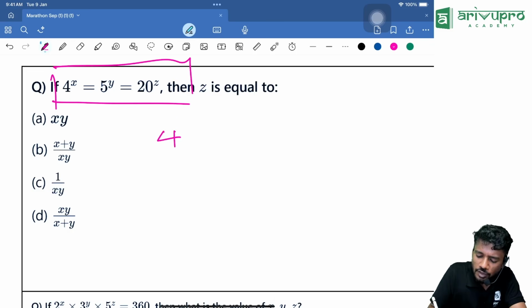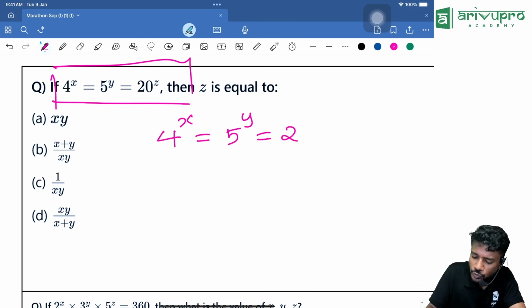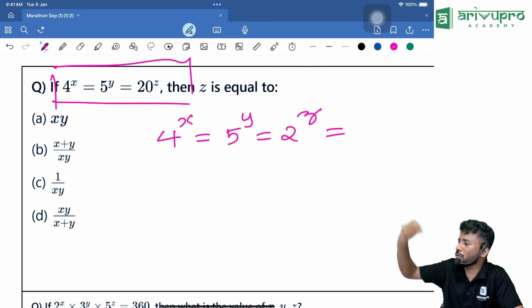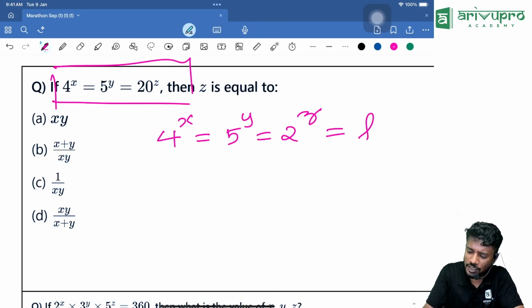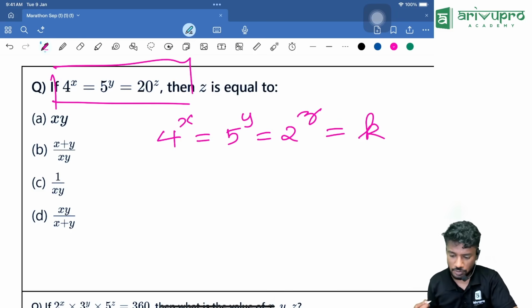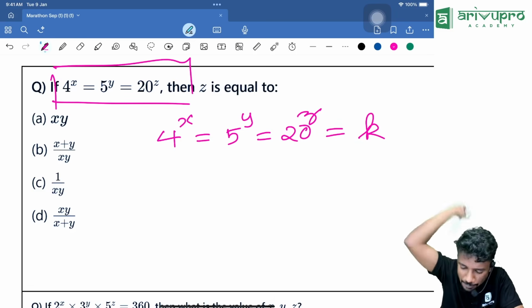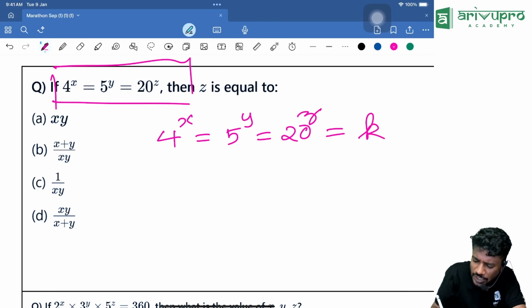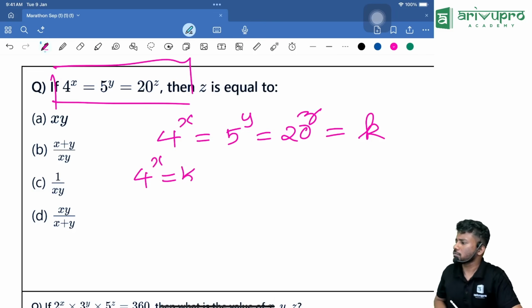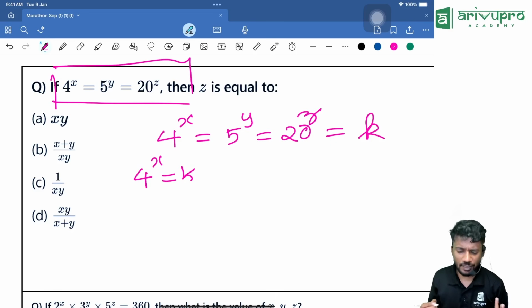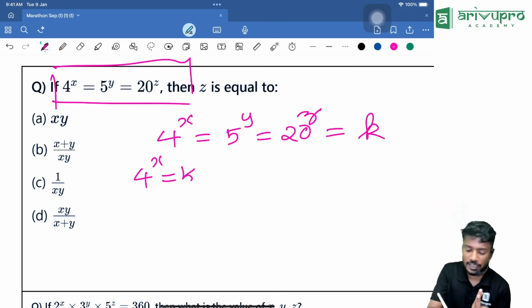Assume 4 raised to x is equal to 5 raised to y, which is equal to 20 raised to z, and assume it as a constant. Let that constant be k. Which is equal to k. That means, can I say 4 raised to x is equal to k? It is a constant. Anyway, we are telling everything is equal, so we are assuming it as a constant.